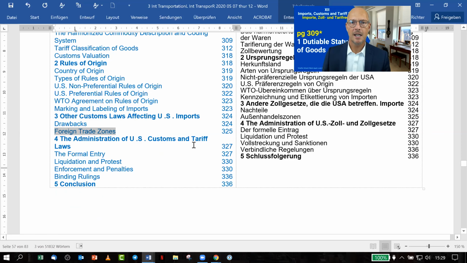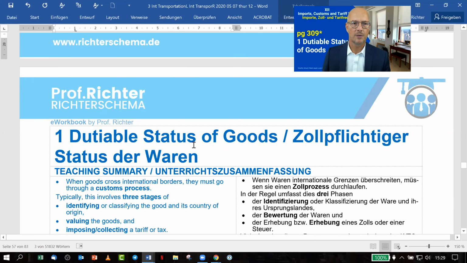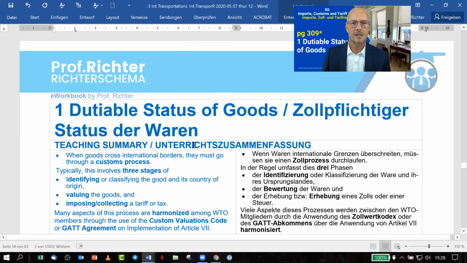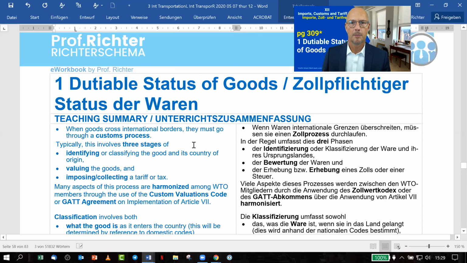Okay, let's start now with the dutiable status of goods. That means zollpflichtiger Status der Waren. But before we start, I will give you a little teaching summary.